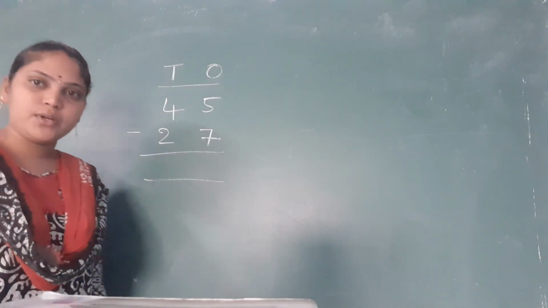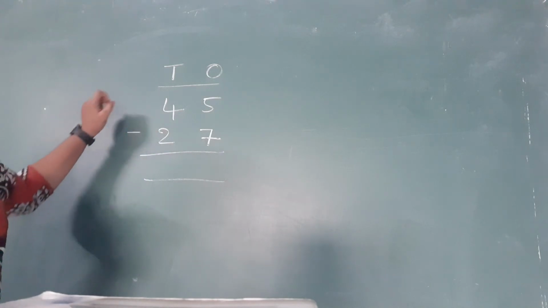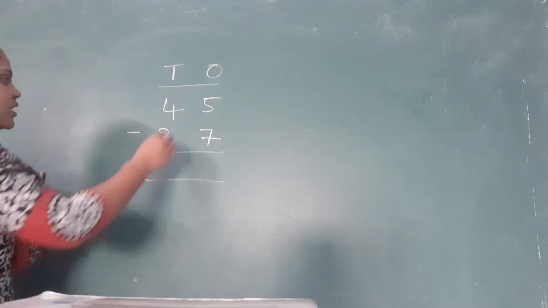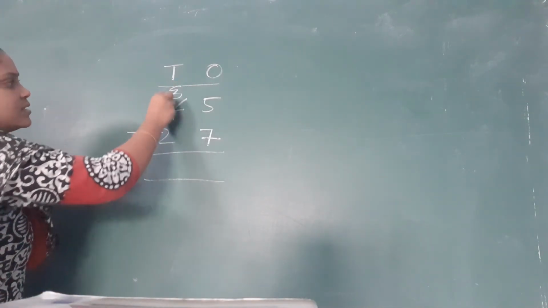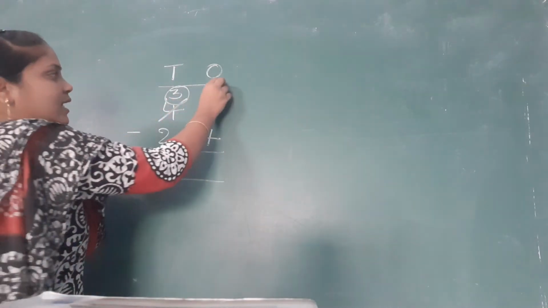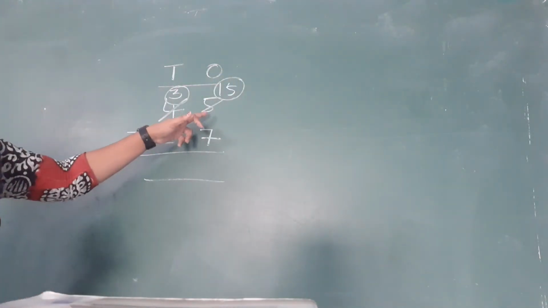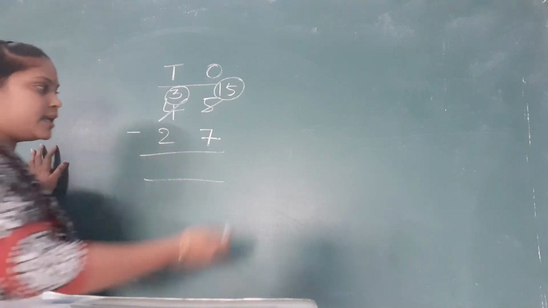In the ones place, 5 and 7 are there. Is it possible to subtract 5 minus 7? No. So now take borrowing from the tens place. Here in the tens place, 4 is there. So from this 4, take 1 ten. So 4 becomes 3. Now add this 10 to this 5, so it becomes 15. Now subtract 15 minus 7.